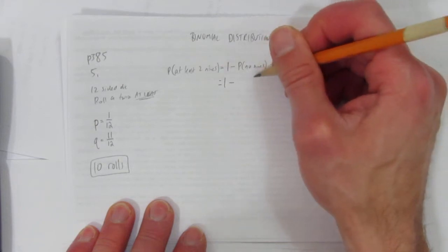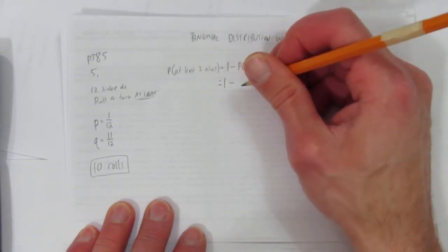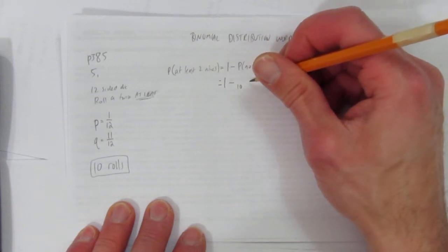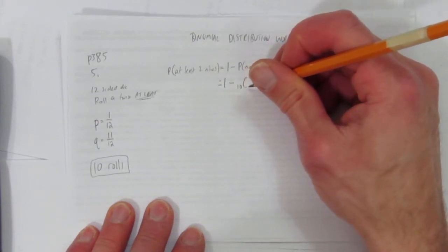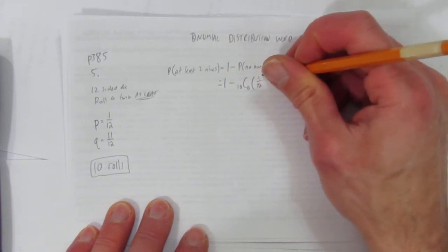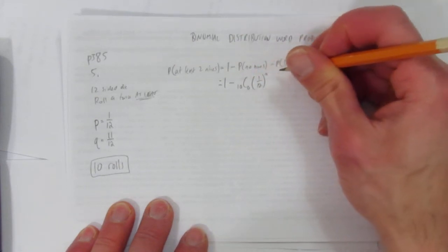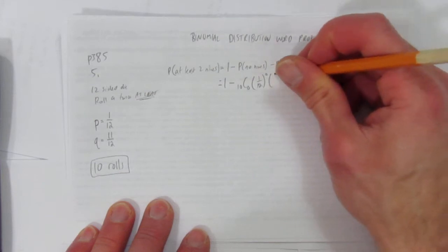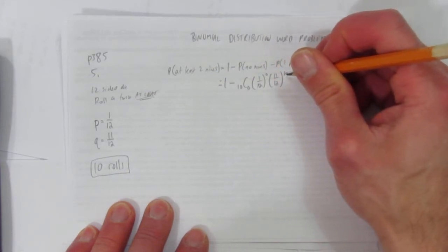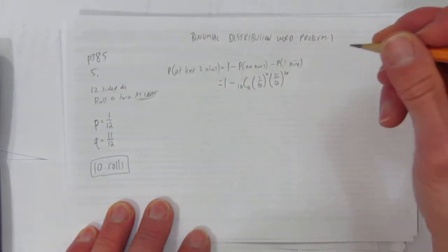What's the probability of rolling no 9s? Well, we have 10 rolls, and we want to choose no 9s. So that means we want to choose no successes. So our 1 out of 12 probability of success happens no times, and our 11 out of 12 probability of failure happens 10 times. We fail 10 times to get a 9.